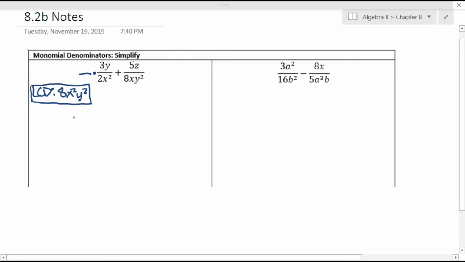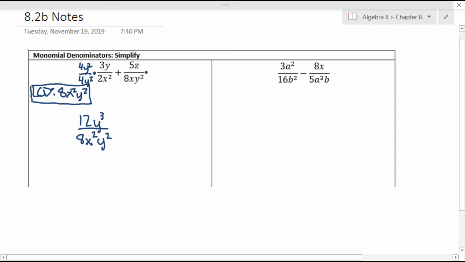Pause it, think about it, but the answer is 4y squared. 2 times 4 is going to be 8. x squared times y squared is going to be x squared y squared. So if I multiply the bottom by 4y squared, I've got to multiply the top by 4y squared. So 4 times 3 is 12. y squared times y is going to be y cubed. On the bottom, we're going to have that LCD. 4 times 2 is 8, and y squared times x squared is going to be x squared y squared.